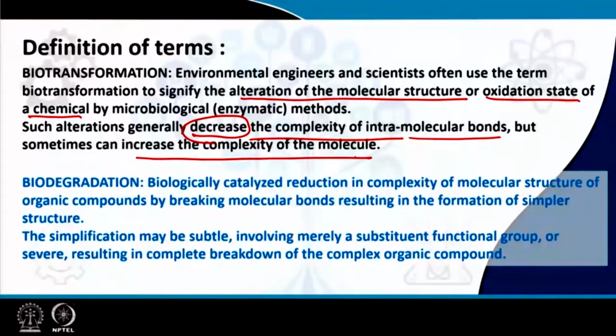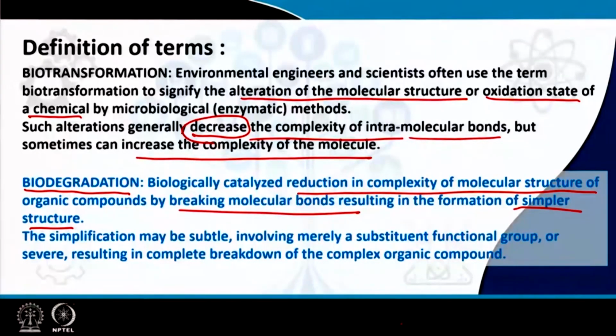The other process is called biodegradation, a very specific term. Biologically catalyzed reduction in the complexity of the molecular structure is a very specific term for organic pollutants, where the reduction in complexity is achieved by breaking the molecular bonds and resulting in the formation of simpler structures. Now, this simplification may be subtle, involving merely a substituent functional group, or severe, resulting in a complete breakdown of the complex organic compound. So, sometimes the organic compounds have a nitro group or other groups like a hydroxyl group attached to them.